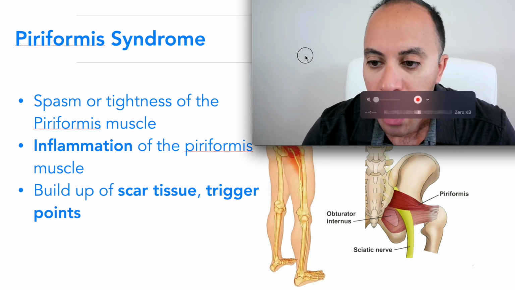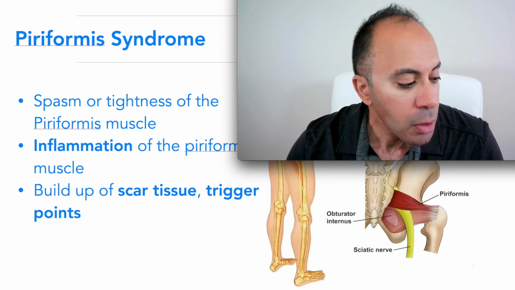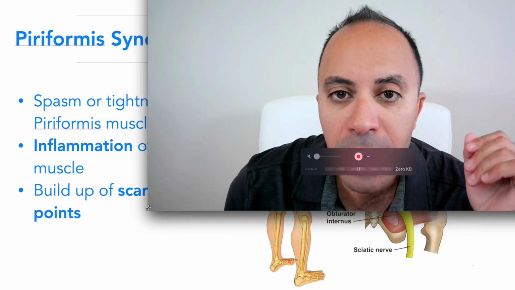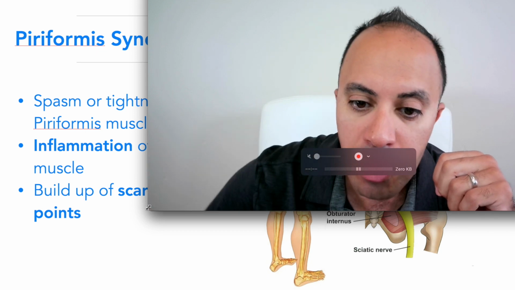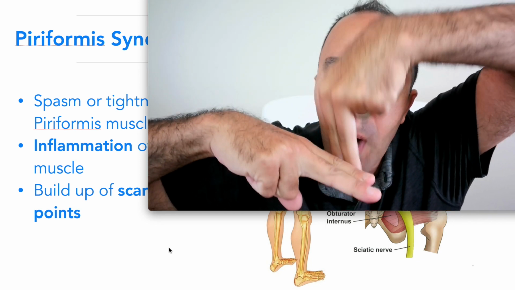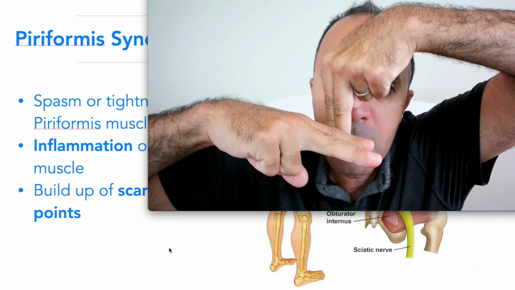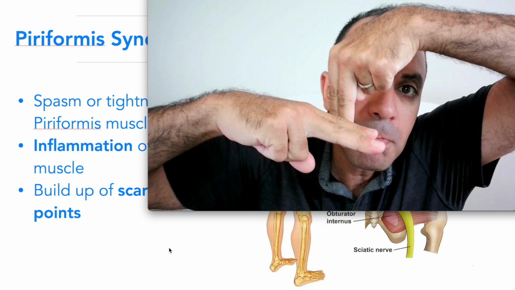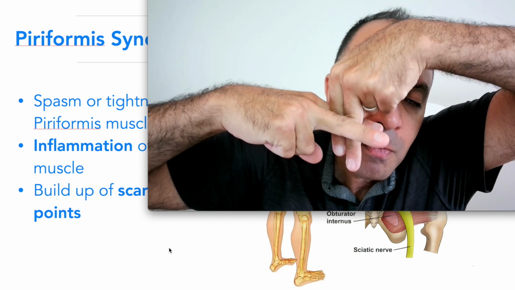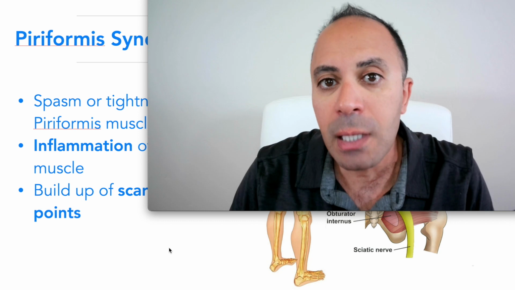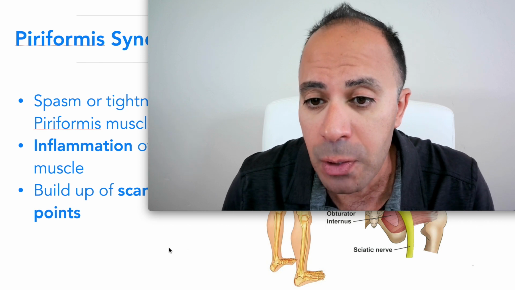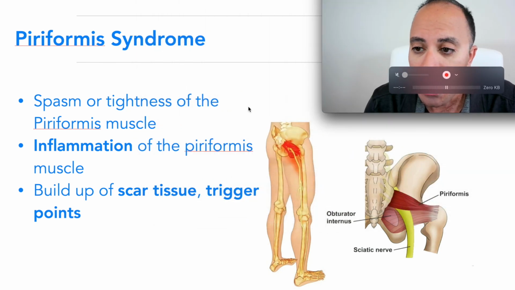When you have an issue with the piriformis muscle, in 20% of the population the sciatic nerve actually goes through the muscle. So the muscle is split in half instead of one piece, with the sciatic nerve going through the middle. That increases the risk of piriformis syndrome and sciatica related to the piriformis muscle. And you can see it very clearly here.